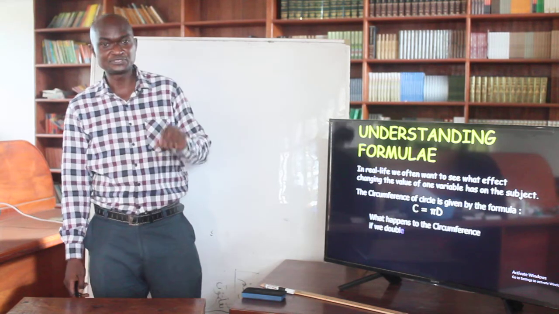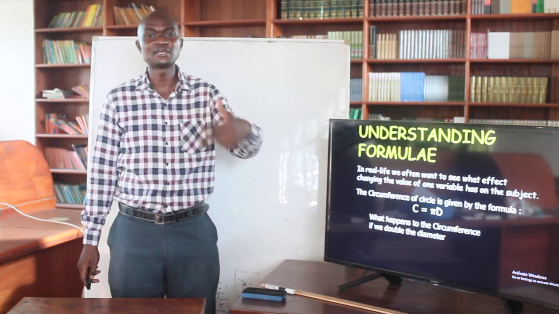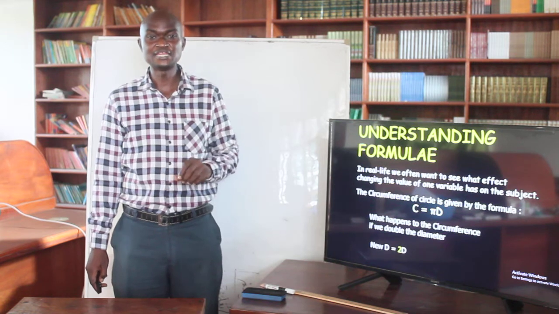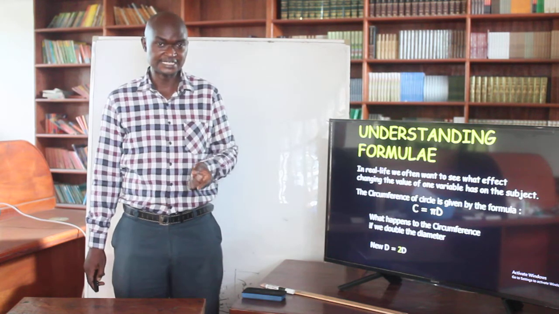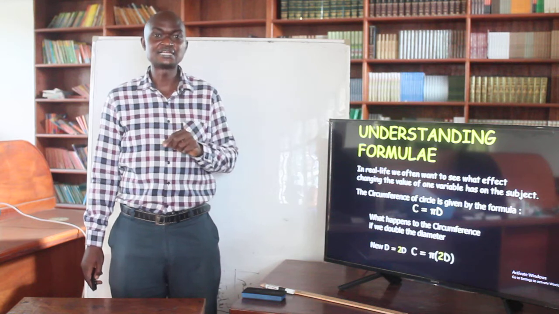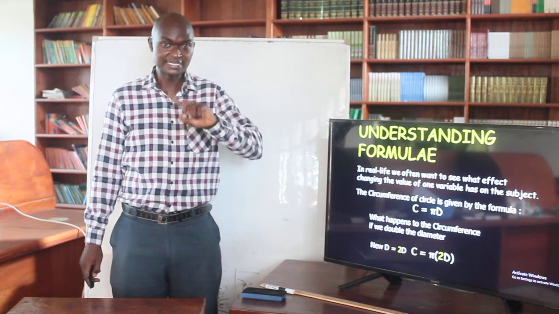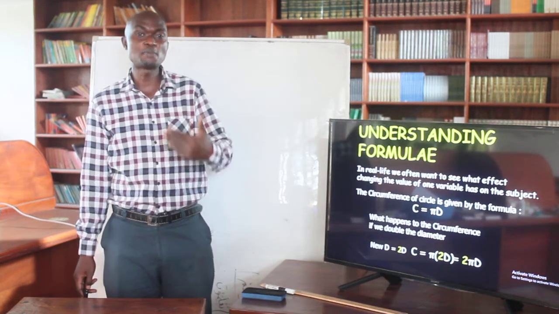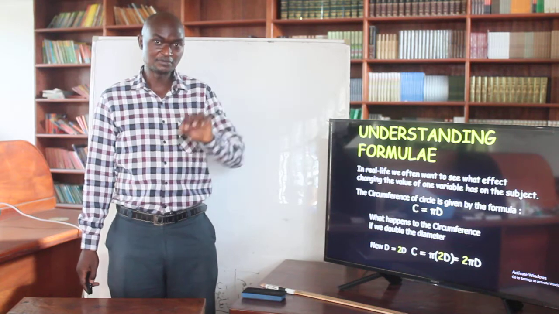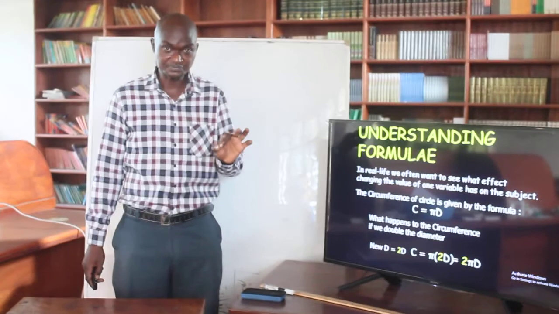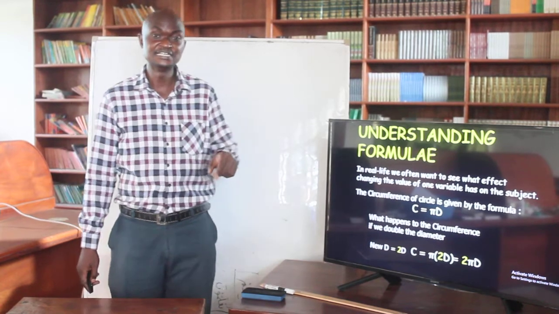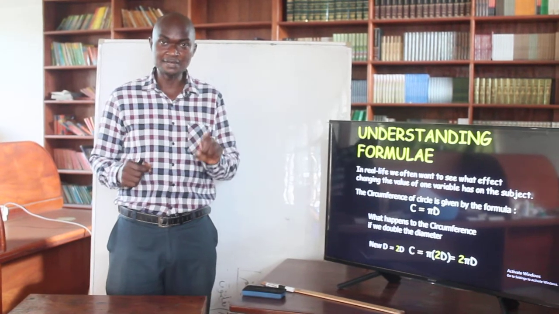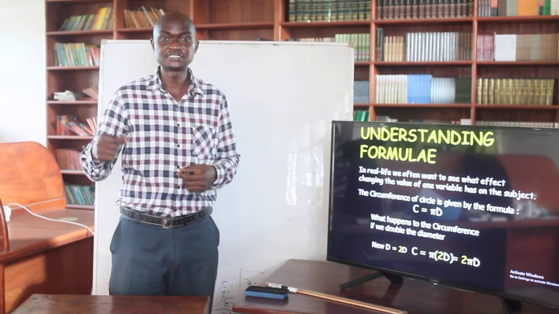Now, what happens to the circumference if we double the diameter? The new diameter will be 2d, twice. That means that our new circumference will be pi into bracket 2d. So eventually, our circumference is 2 pi d. What does that imply? Initially, circumference was pi d. Now our circumference is 2 pi d. Our circumference has doubled. By doubling the diameter, the circumference is doubled.